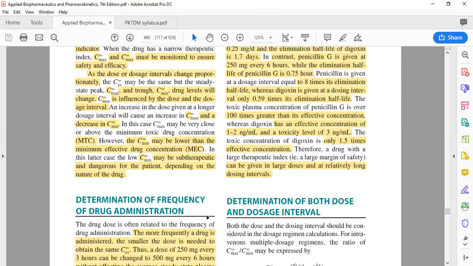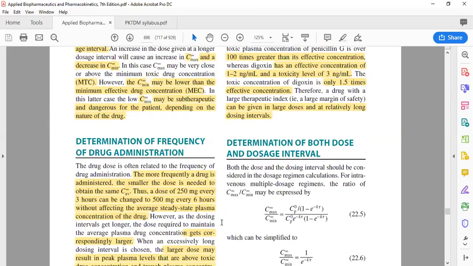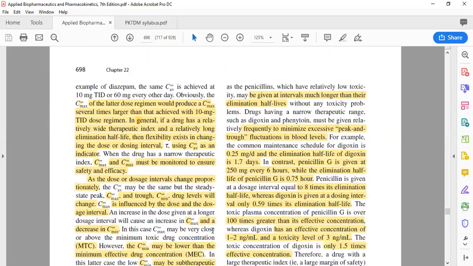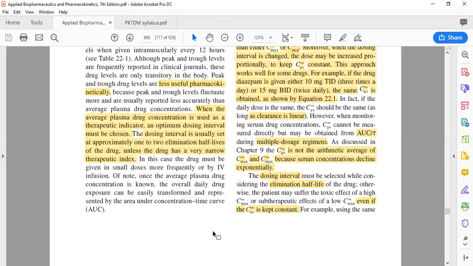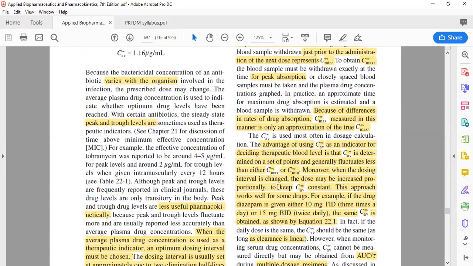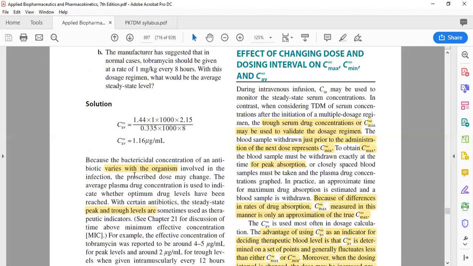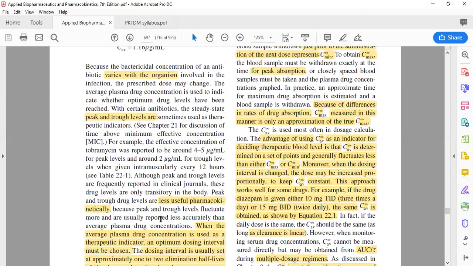Did you get this concept, guys? Is it clear? The effect when you change the dose: how will you change the dose based on Cmax, C minimum, and C average? This is what we discussed here.